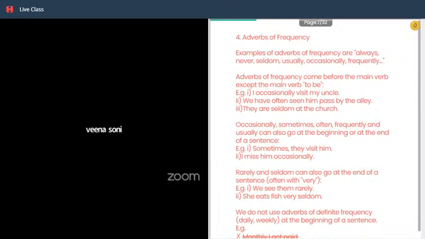She is frequently late. See, whenever I'm using these words, you will see a graph going up and down. So that's the frequency, which actually helps you out. So adverbs of frequency come before the main verb except the main verb to be. I occasionally visit my uncle. We have often seen him pass by the alley. They are seldom at church.